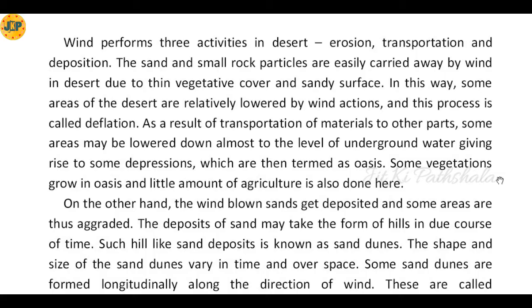As a result of transportation of materials to other parts, some areas may be lowered almost to the level of underground water, giving rise to some depressions which are then termed as oases. So because of deflation, when some places are lowered to the underground level, water comes out from there, and that place is known as an oasis. The place located nearby the oasis has some green vegetation, and some amount of water is used for agricultural purposes.